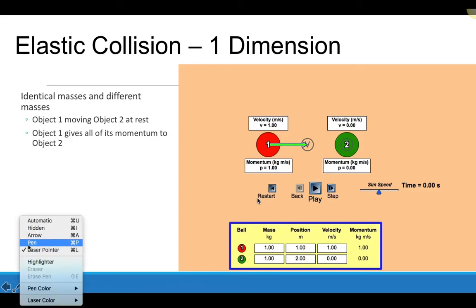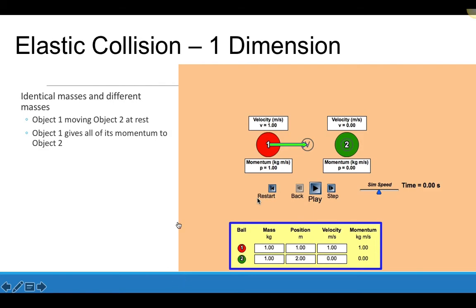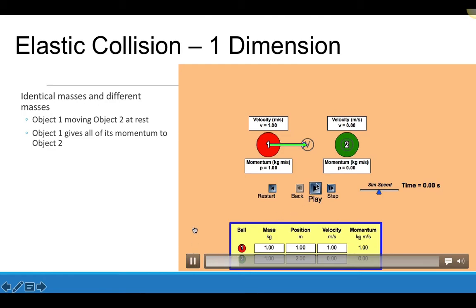Both of them have the same mass. The red ball is going to have some initial velocity of 1. Since the mass is 1 and the velocity is 1, it has some momentum of 1 kilogram meter per second. The second ball is at rest. So the total initial momentum of this system is just 1. And the balls are identical. It's an elastic collision. I'm going to hit play.